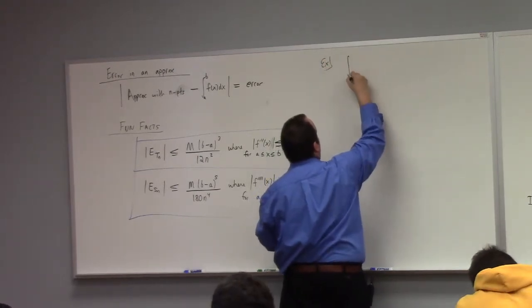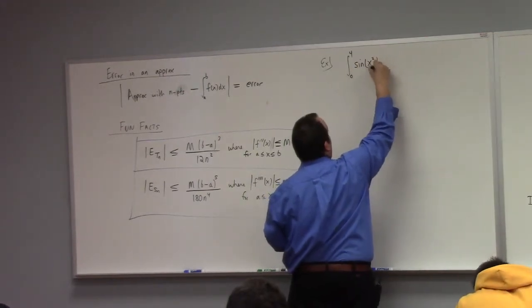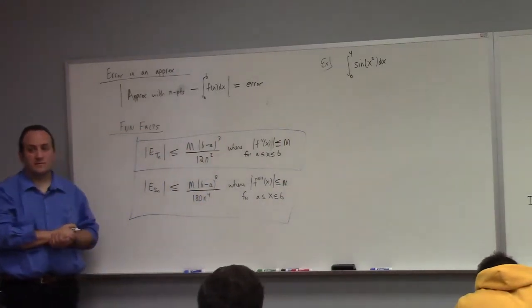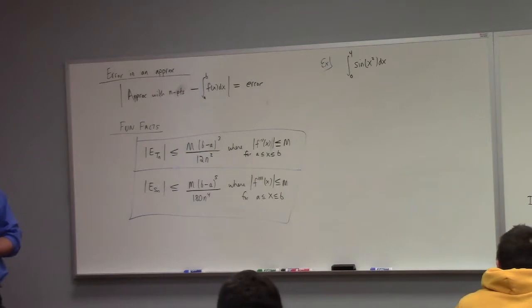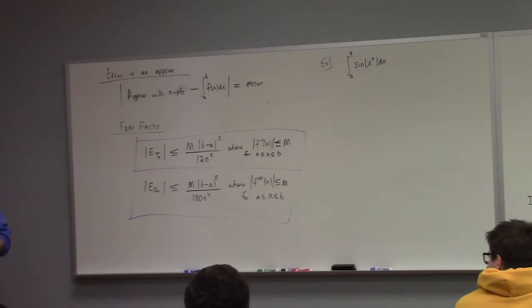Let's try to integrate from say 0 to 4 sine of x squared dx. Can you do this integral? You're like, at this point, I don't know. I'm learning that I can integrate all kinds of crazy stuff I didn't think I could integrate before. But the truth of the matter is no. No amount of hacking away at this integral with the methods you've been shown will make this work, right?